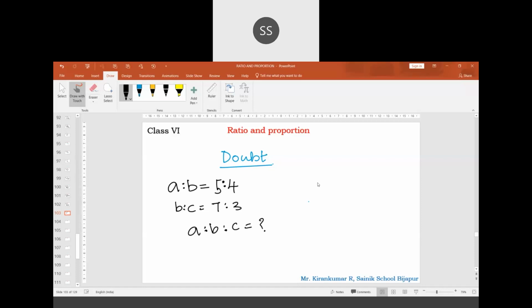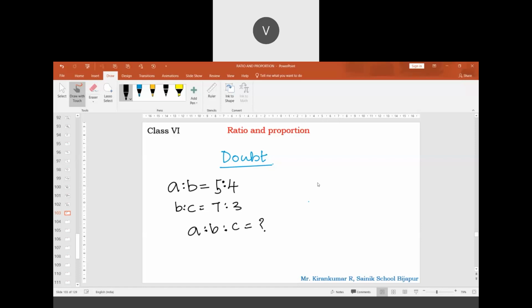Sir, can I tell how to do it? Yes, sir. You can tell. Sir, the answer is 35 ratio 28 ratio 12. We have to first multiply A into B, like 5 into 7, then B into B equal to 7 into 4, and B into C equal to 4 into 3, sir. Then the answer will come, sir. Is there any other method?